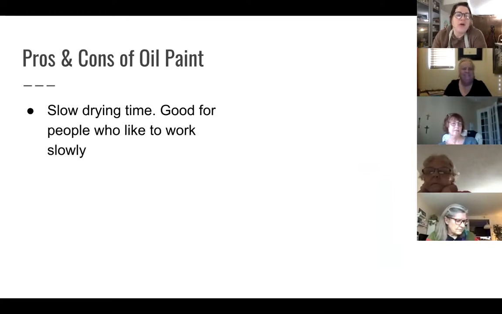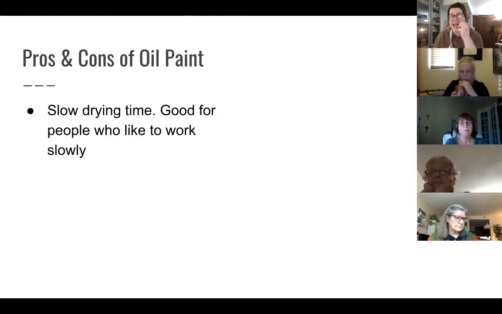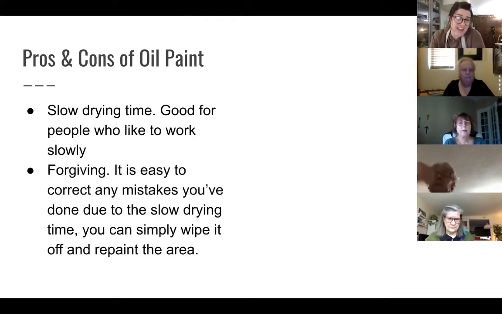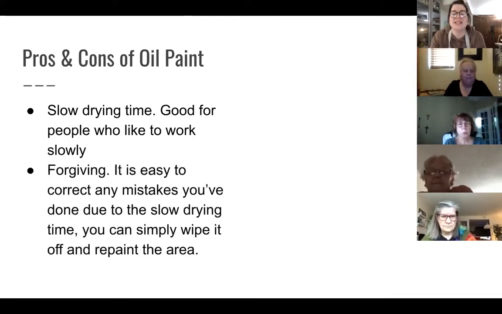But oil paint, of course, has slow drying time. So it's good for people like me. I like to work slow. I like to take my time. I dilly-dally sometimes, so I like that it's slow. It's forgiving. It's easy to correct any mistakes due to the slow drying time. You can simply wipe off an area and repaint it.